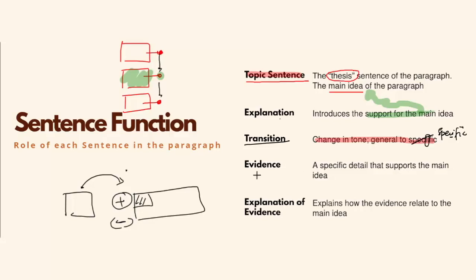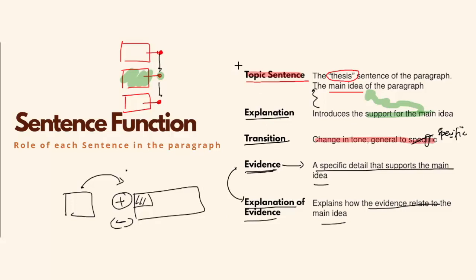Another thing is that the author can give evidence, for example, a specific detail that supports the main idea. A particular detail is given to support the idea. It is different from the explanation. Explanation is just explaining what that main idea is in a little more detail, and then you have specific evidence to support that. And there could be an explanation of the evidence, explaining how the evidence relates to the idea. Once you put the evidence, the evidence needs to be explained.